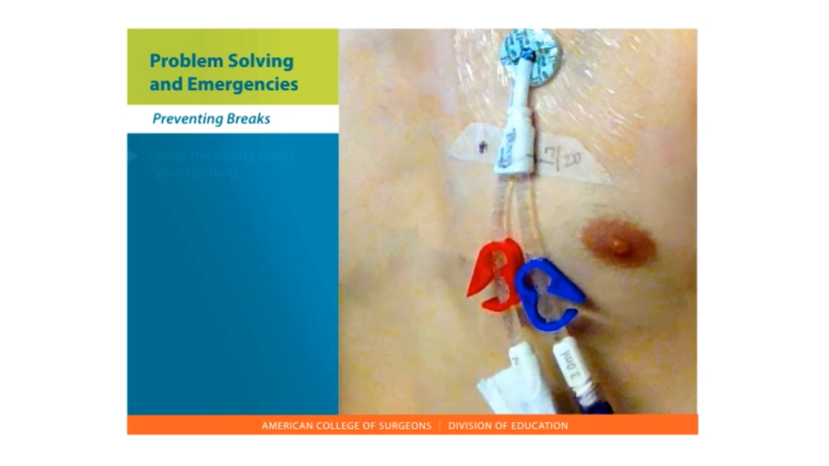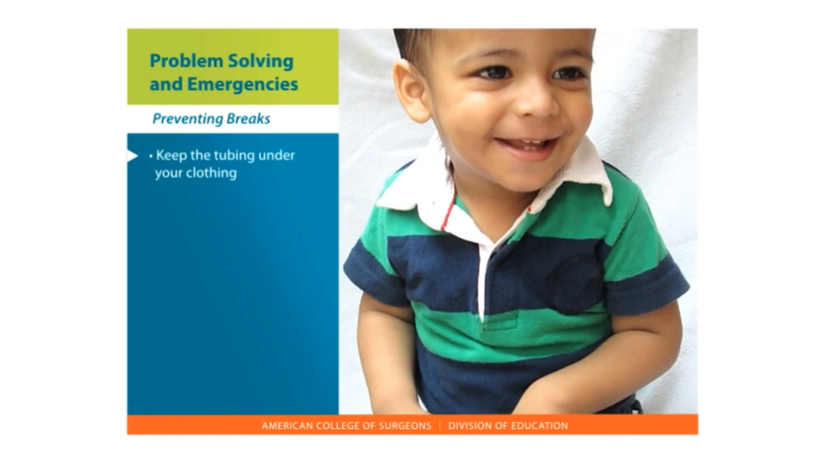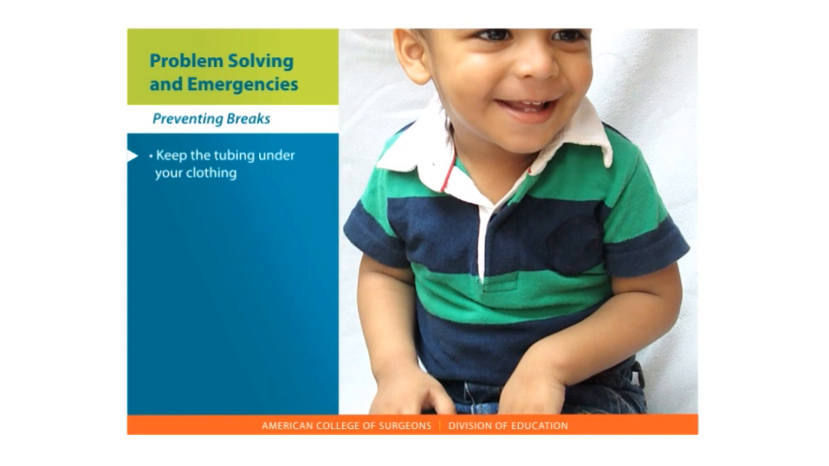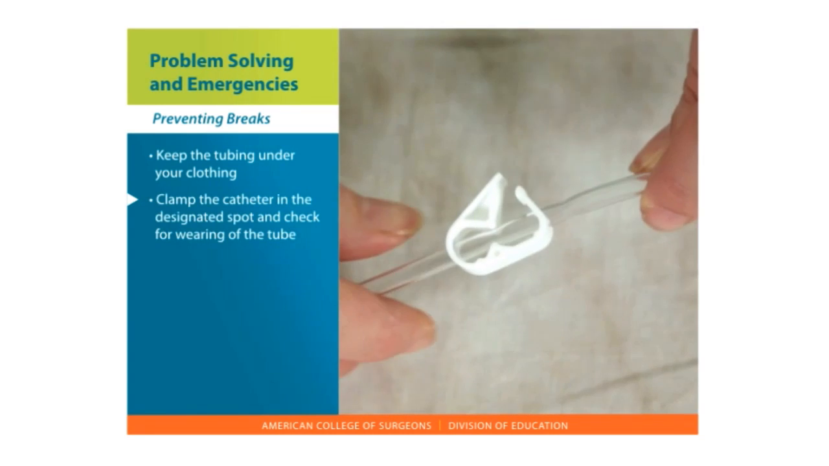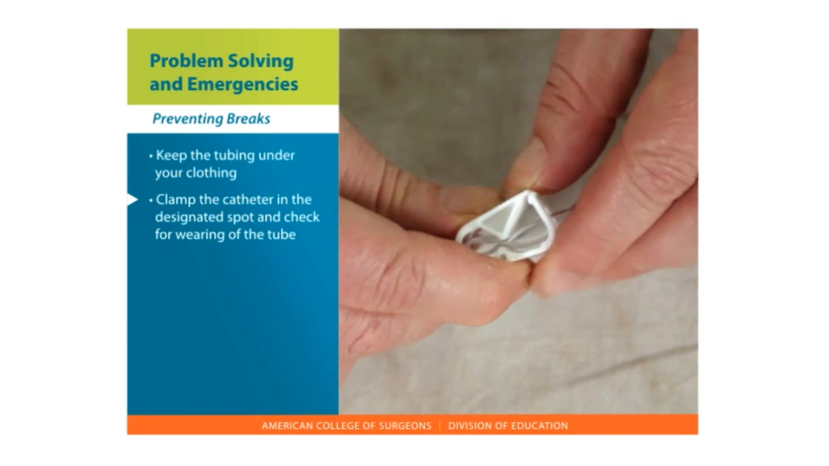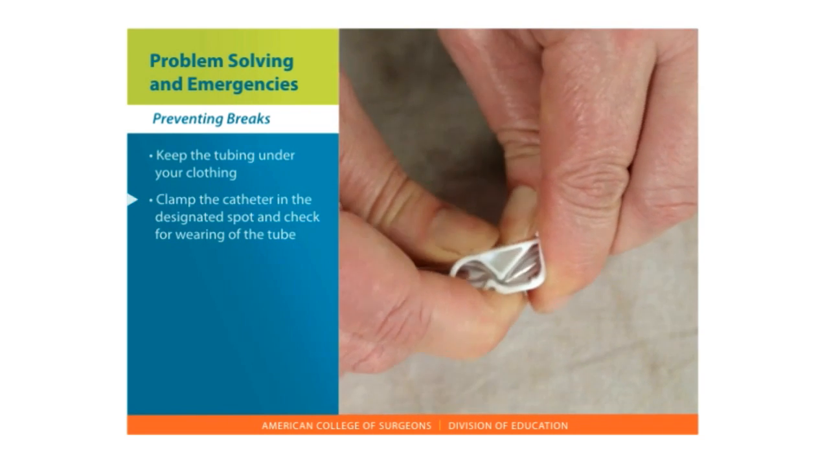Prevent breaks by keeping the tubing under your clothing. For infants and children, this will keep them from pulling or chewing on the catheter. Clamp the catheter in the designated spot and check for wearing of the tube.